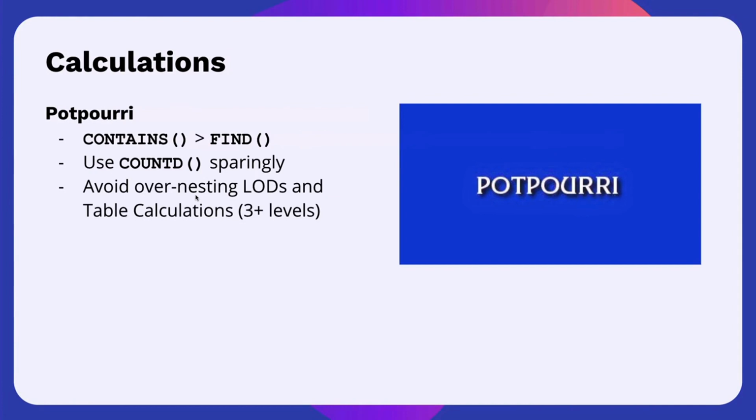Potpourri on a few things: if you're doing text search, there's two functions that you can use. One is contains, one is find. Use contains over find. It's a faster way to do it. If you absolutely have to use find, I'm not going to get into the details because it's rarely used. I personally use contains a little bit.